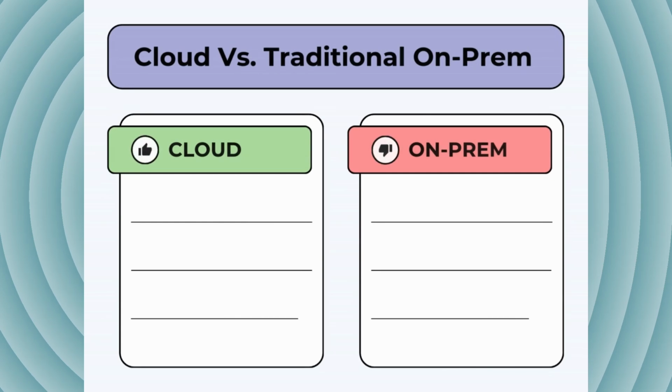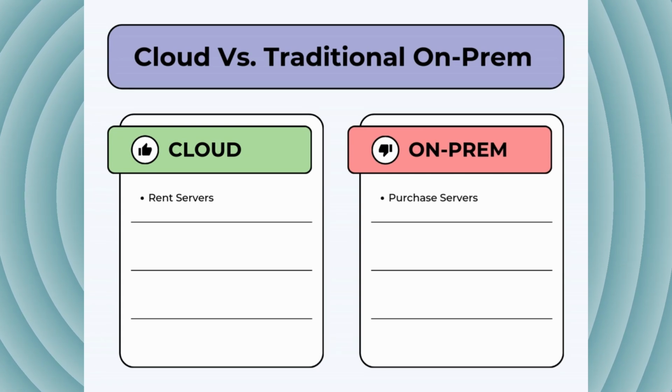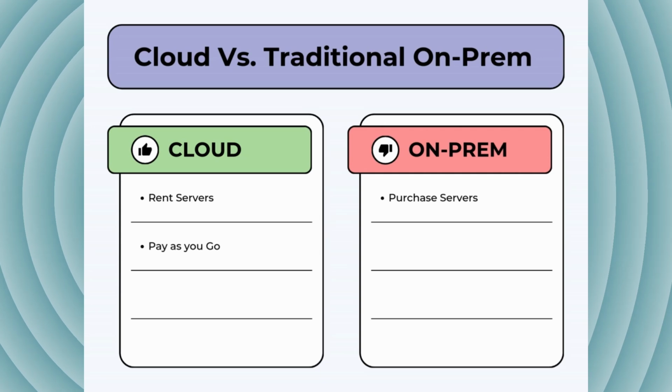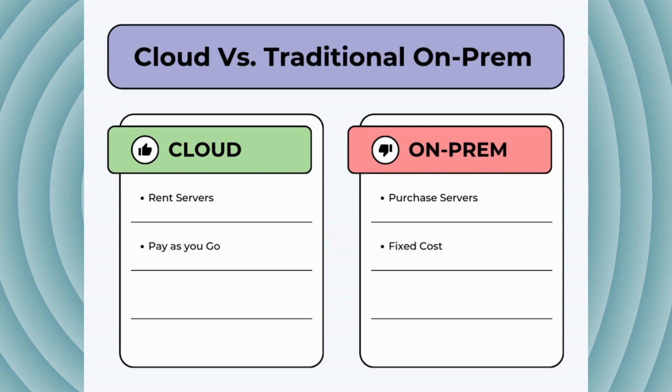Now, if you are using cloud, the first thing is you are going to rent your servers and you are not going to purchase like how you do in an on-premise setup. And if I talk about cloud further, you pay as you go. You pay only for what you use and not anything more, neither less. In case of on-premise, because you are purchasing servers, there is a fixed cost which you have already incurred.